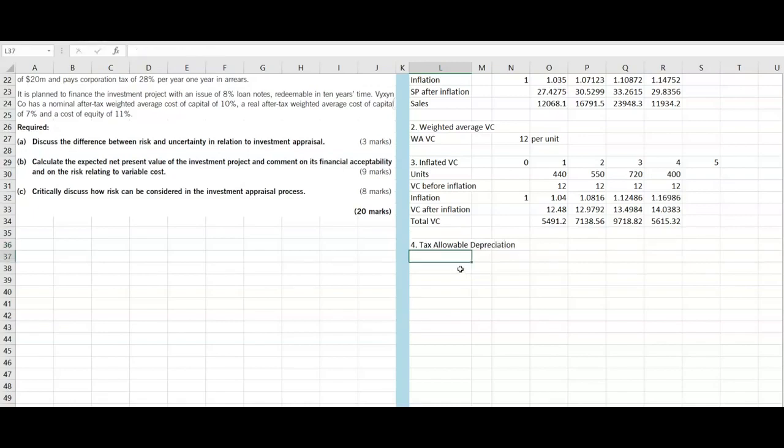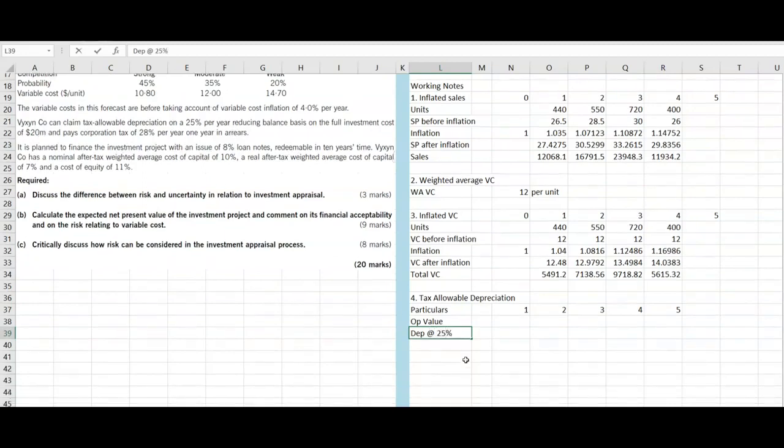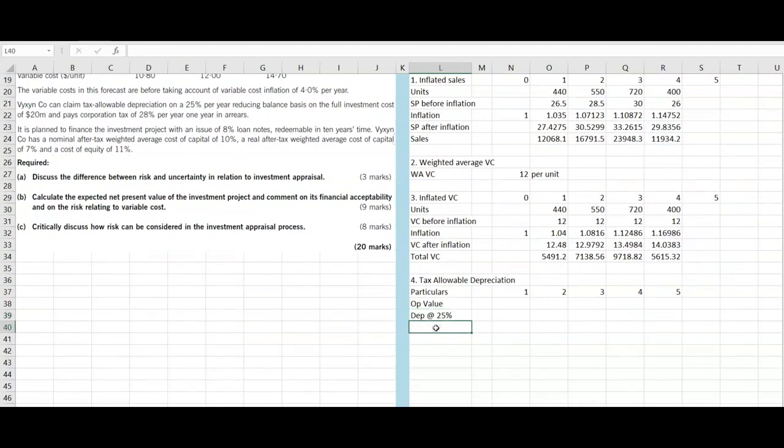Okay, so to compute tax allowable depreciation, there are many ways. So we'll choose a table approach. So we'll start with particulars and we'll have years. So years we'll start from first, second. So we have the years. So we'll have the opening value. We'll have depreciation at some rate that would have been given. So depreciation is at 25%. And then we have the closing value.